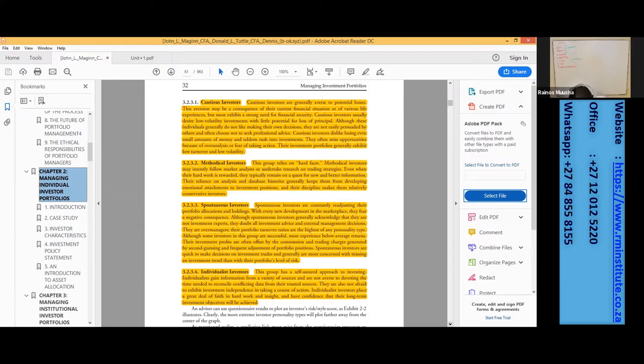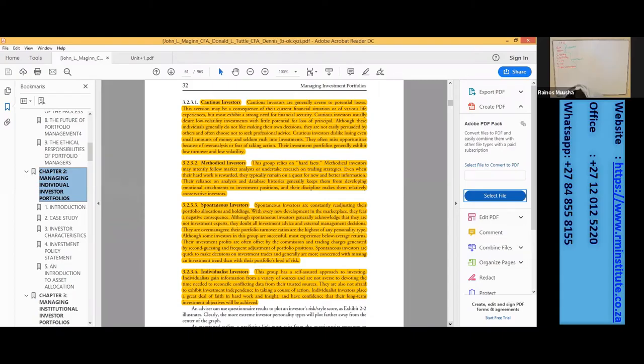Then the next type of investor that we're going to be looking at is spontaneous investors. Here they say spontaneous investors are constantly readjusting their portfolio allocations and holdings. With every new development in the marketplace, they fear a negative consequence. Although spontaneous investors generally acknowledge that they are not investment experts, they doubt all investment advice and external management decisions. So they are over-managers.